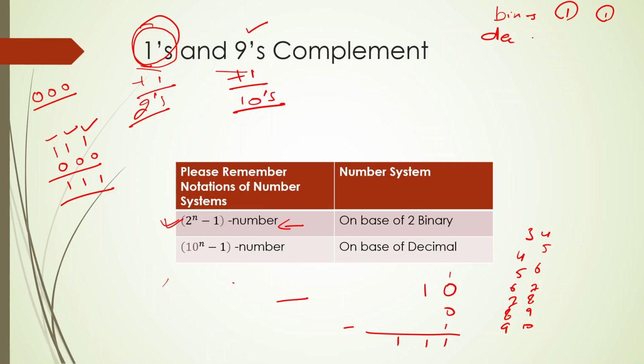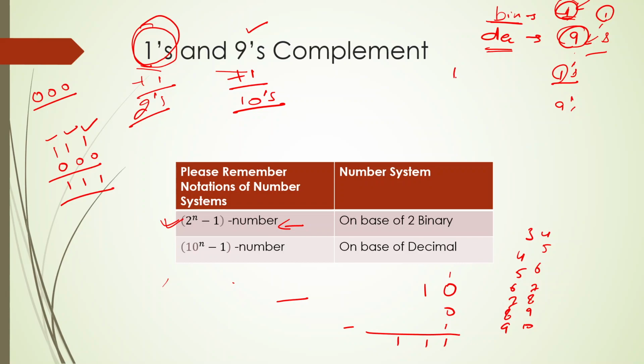If it is decimal, the maximum number is 9, right? So when we are in binary, the maximum number is used to represent the complement of this. So for a binary number the maximum is 1, so we say 1's complement. In a decimal number, the maximum number is 9, so we call it 9's complement, right? 1 and 9, because 9 is the maximum here.